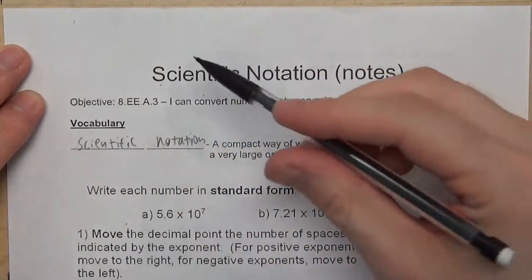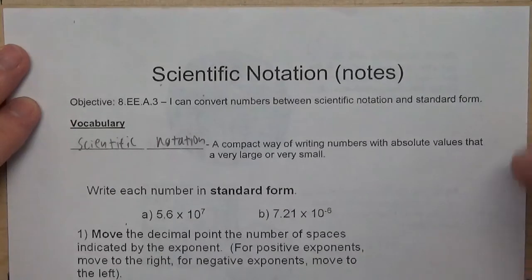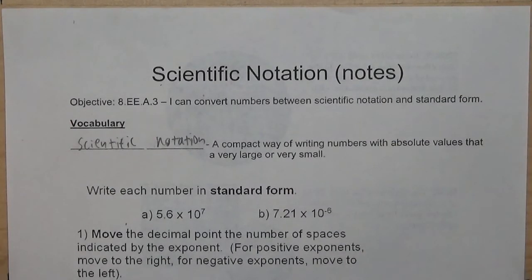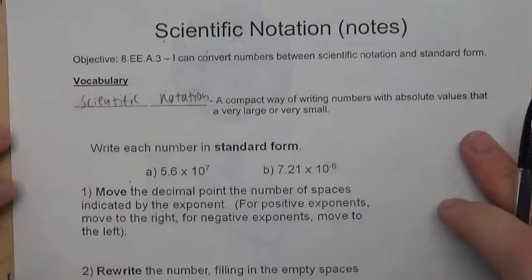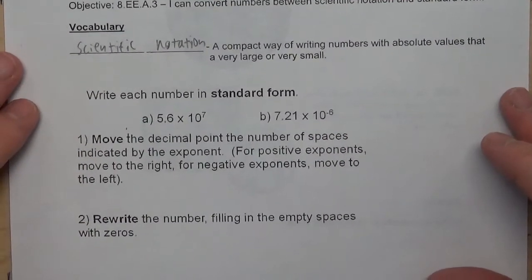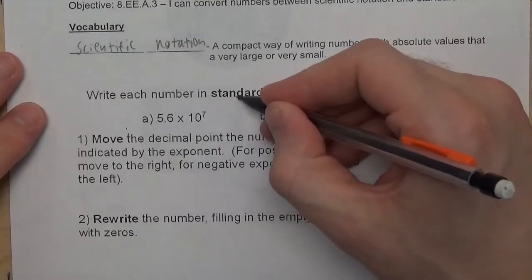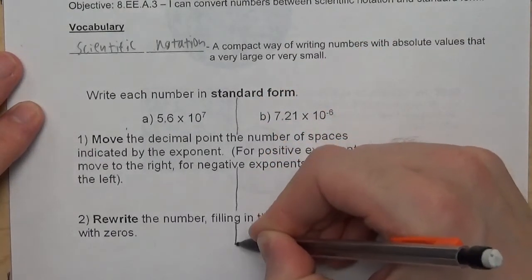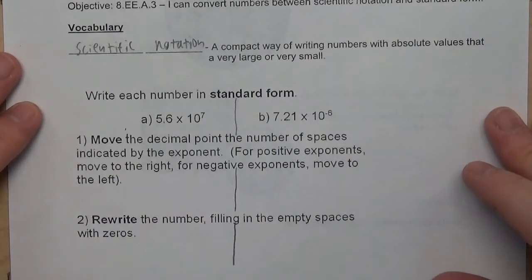Our objective today is, I can convert numbers between scientific notation and standard form. Standard form is the way we normally write numbers. So today we're talking about going back and forth between those two forms. So let's go straight to the first skill here, which says write each number in standard form. Go ahead and draw a line to separate these two sides, but don't draw through the words there.